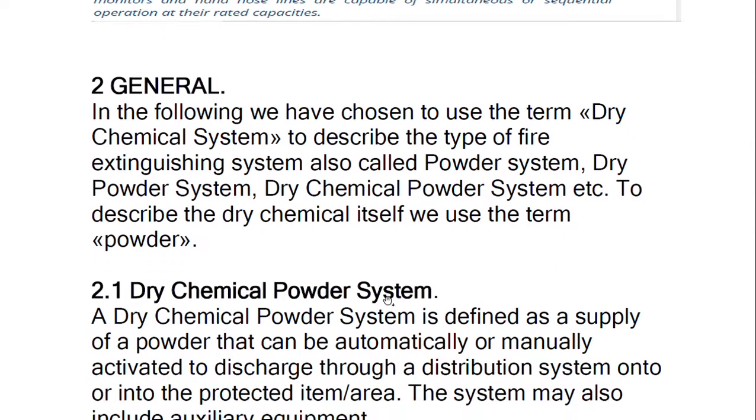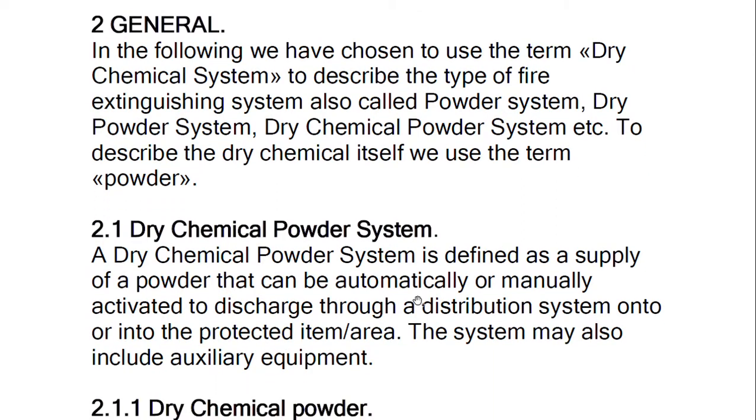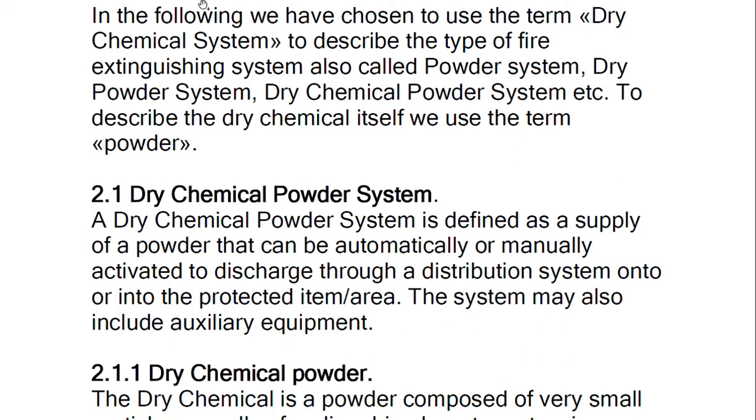Now we'll discuss in detail whatever we have seen. In general, we use dry chemical system to describe the type of fire extinguishing system, also called powder system, dry powder system, dry chemical powder system, etc. To describe the dry chemical itself, we use the term powder.